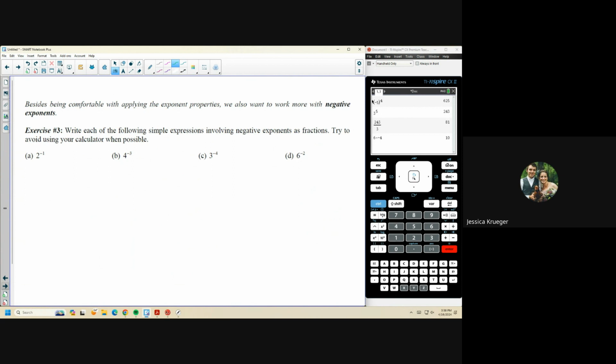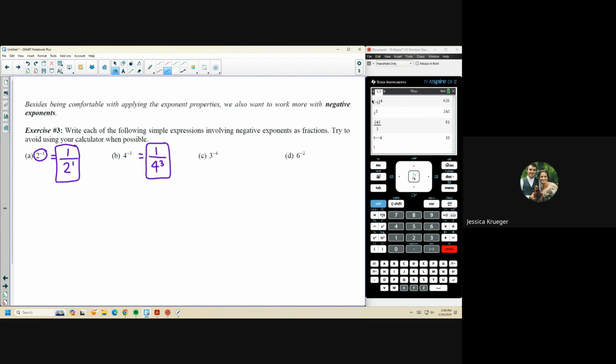Okay, so moving right along. Write each of the following expressions involving negative exponents as fractions. And we're going to try to avoid using our calculator. So if I've got 2 to the negative 1, remember a negative exponent means I'm doing 1 over 2 to the first. 4 to the negative 3 means 1 over 4 to the third.